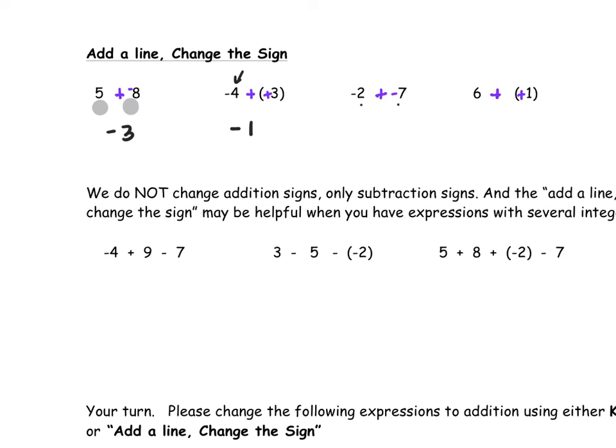These two numbers are both the same sign, so I add them. I get 9, and they're both negative, so the answer is negative. I keep the sign. When I look at this, positive 6 and positive 1, they're the same sign, so I add them, and they're both positive, so I keep it positive.